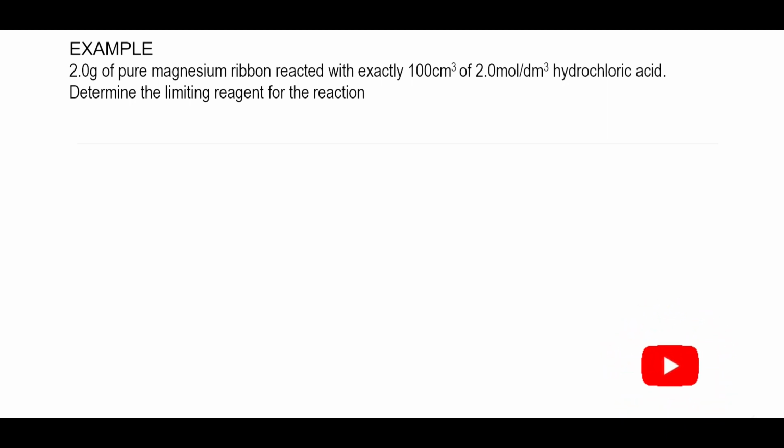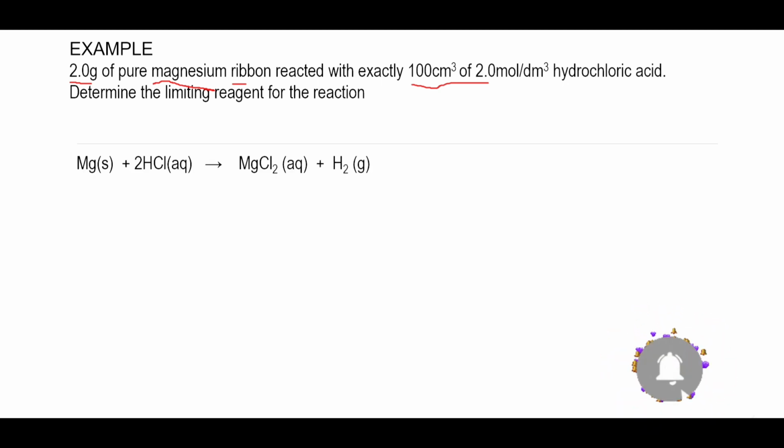2.0 grams of pure magnesium ribbon reacted with exactly 100 cubic centimeters of 2.0 moles per cubic decimeter of hydrochloric acid. So we are given 2.0 grams of pure magnesium ribbon to react with that quantity of hydrochloric acid. In order for these to react, first of all, we have to ensure that we write a balanced chemical equation. So we have a balanced chemical equation, which is magnesium reacting with hydrochloric acid to give us magnesium chloride and hydrogen gas.